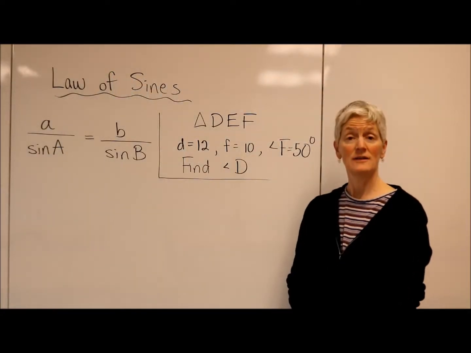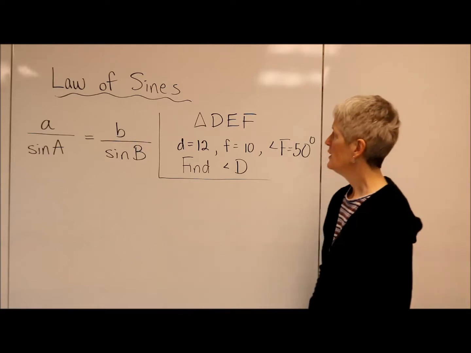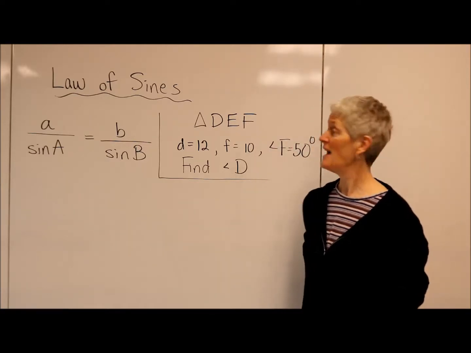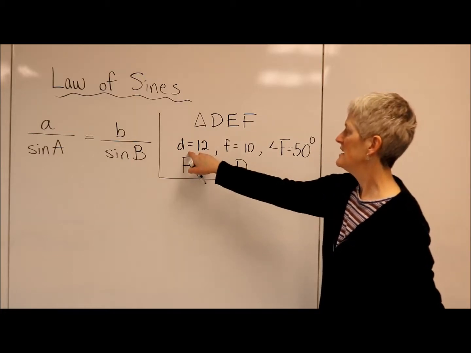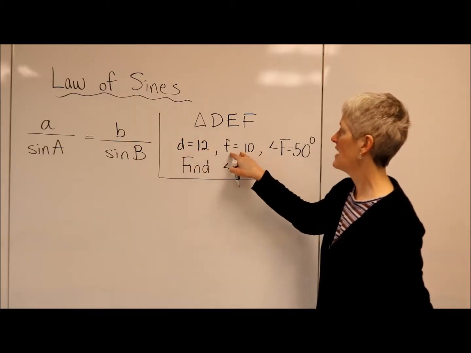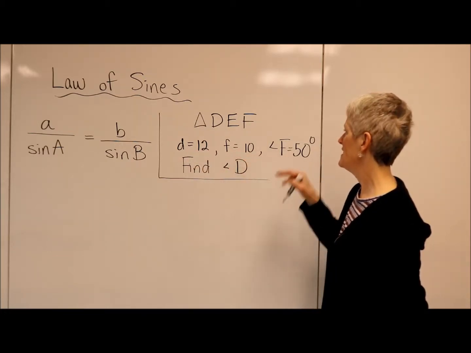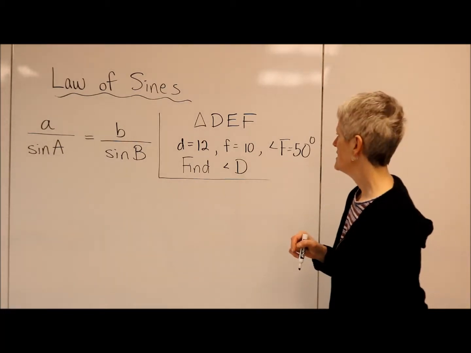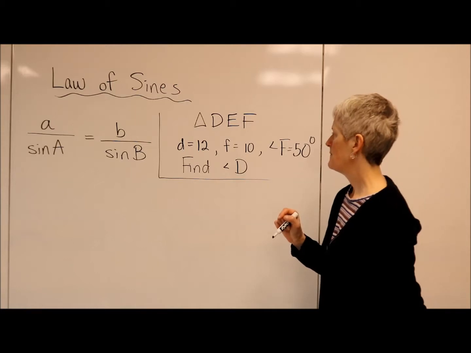Using the law of sines to find an angle. I've been given triangle DEF. Side D is 12, side F is 10, angle F is 50 degrees. Find angle D.